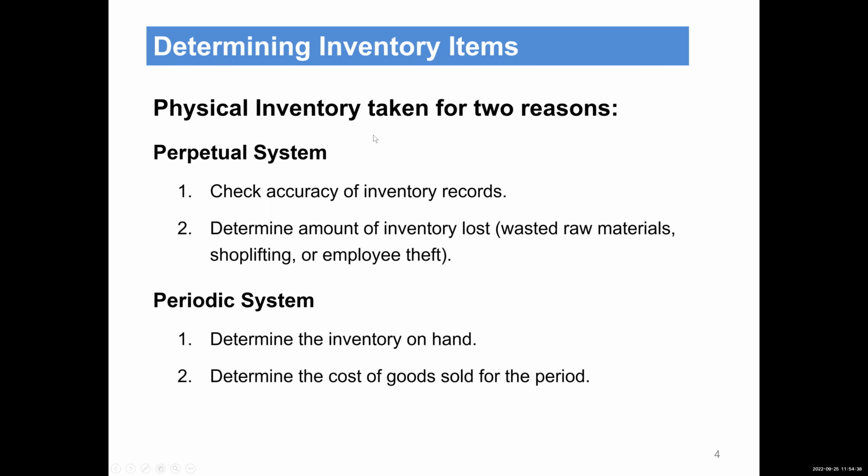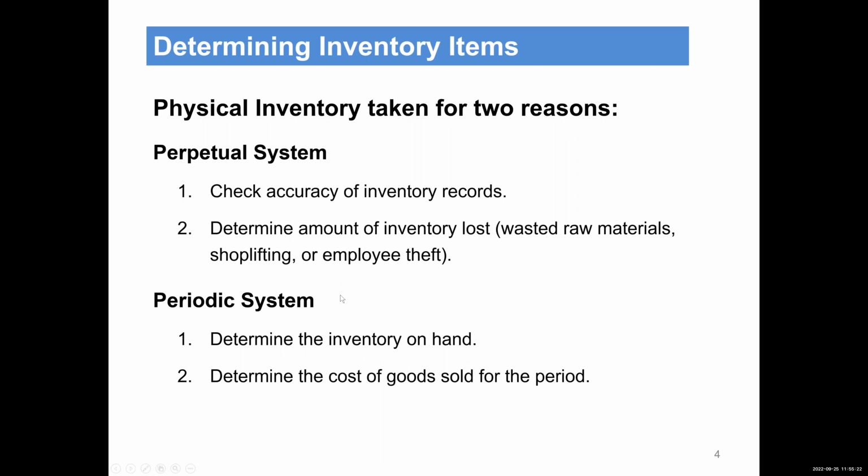Now, there are some reasons why we have to take a physical inventory count. Even under the perpetual system, we need to take an inventory count. And you say, well, why? If we track merchandise coming in and going out in this perpetual system, then we should know what has gone out and what's in inventory all the time. It should be updated. Well, that's true, but we need to check the accuracy of inventory records. So we have to determine the amount of inventory lost due to wasted raw materials, shoplifting, or even employee theft.